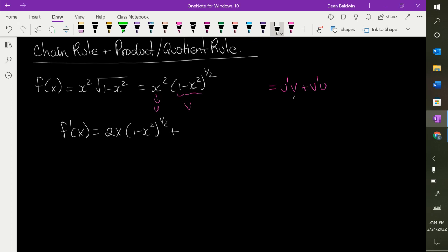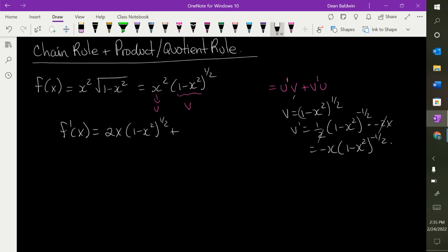Now, if you want, you can go over to the side and do this. If v is equal to (1 minus x squared) to the power of a half, then v prime is going to be, use chain rule, drop the 1/2 down, take 1 away, so you get negative 1/2 times the inside derivative, which is negative 2x. That will simplify because that 2 and that 2 cancel out to negative x times (1 minus x squared) to the negative a half. That's v prime.